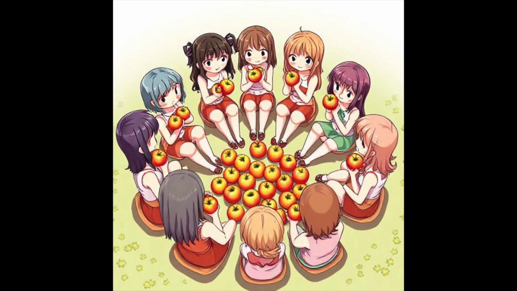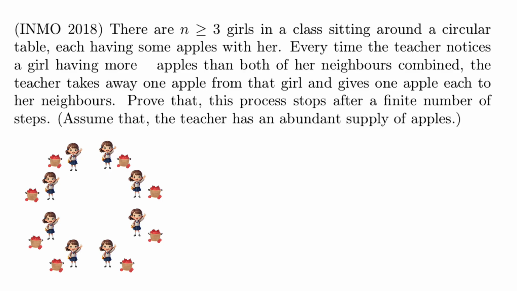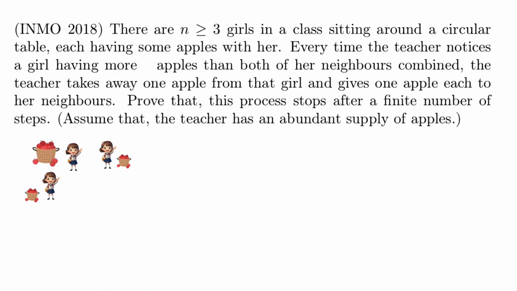Imagine a group of girls sitting in a circle with apples. The teacher enforces a strange rule. If any student has way too many apples compared to her neighbors, then the teacher steps in, takes out one apple from her and gives one apple each to her neighbors. Could this process go on forever? Could there be an infinite number of cycle transfers? Or does this chaos eventually settle into order?